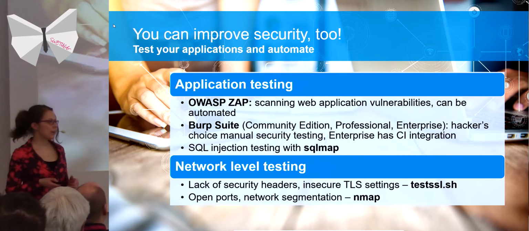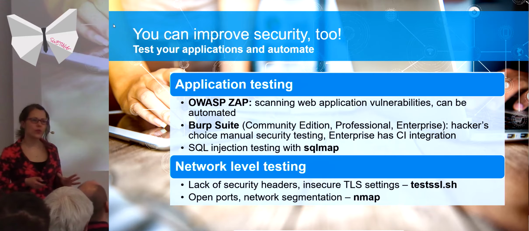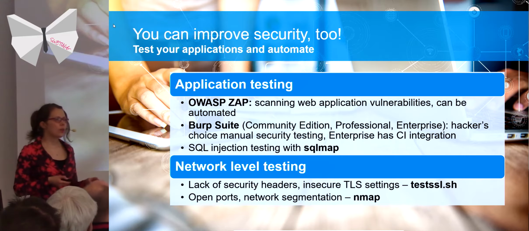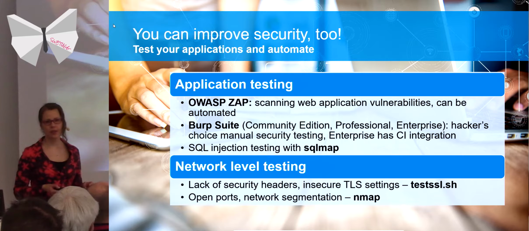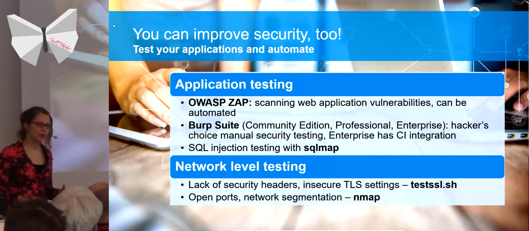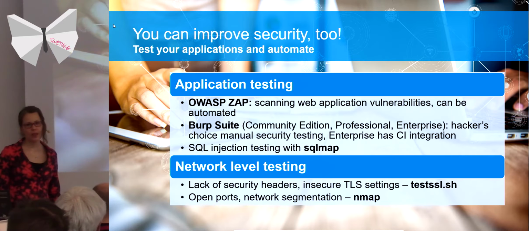Then you can test your applications. There's a free tool called OWASP ZAP. You can automatically scan your web applications and mobile applications. It works as a proxy, so you can sort of record what you did and then replay it. It can also be pretty easily automated with Jenkins, for instance.